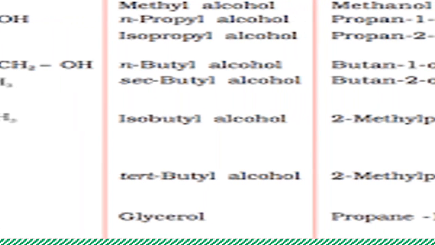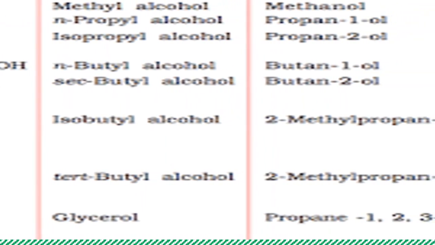Next one is butanol. If the OH group is attached at the end of the carbon chain, in the common nomenclature, the small n is prefixed before the name. So in this case, it is written as n-butyl alcohol. So the IUPAC name becomes butan-1-ol. OH group attached to the second carbon atom is a secondary butyl alcohol. Now it will be known as butan-2-ol.